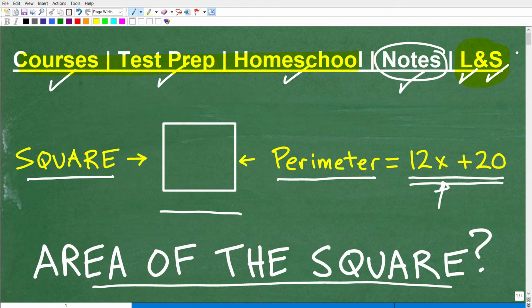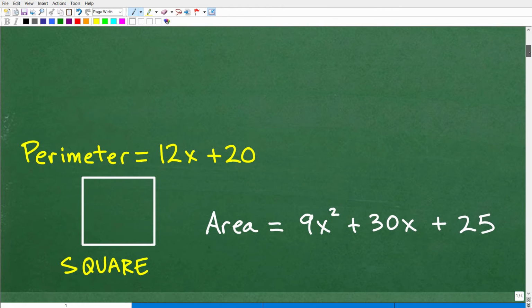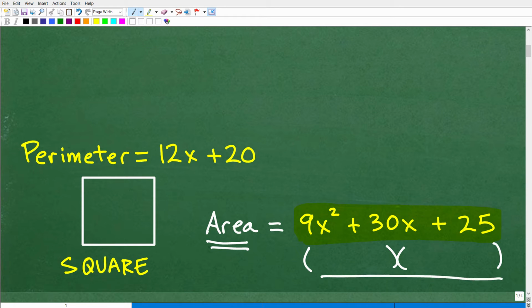Okay, so let's take a look at this answer. And then we'll go through the problem. This is a pretty typical type of algebra problem that you will face. So here is our square, and we're being told again that the perimeter is 12x plus 20. So we can express the area as 9x squared plus 30x plus 25. Now, some of you may have two binomials, and I'm going to suggest that you multiply these binomials. And if you do this correctly, you should end up with this as your answer.